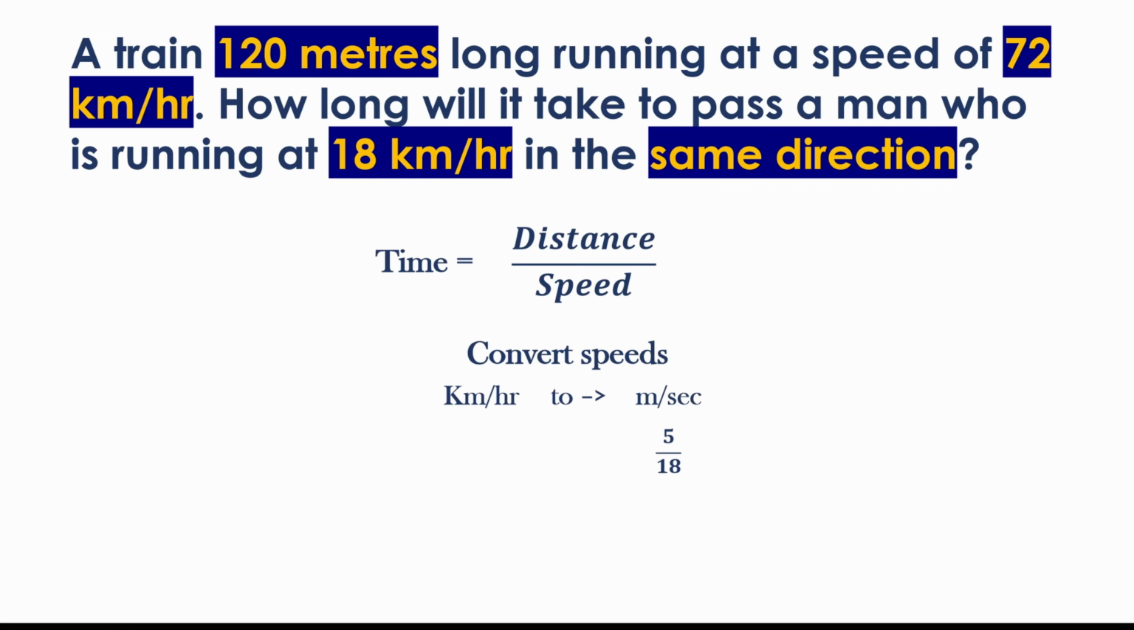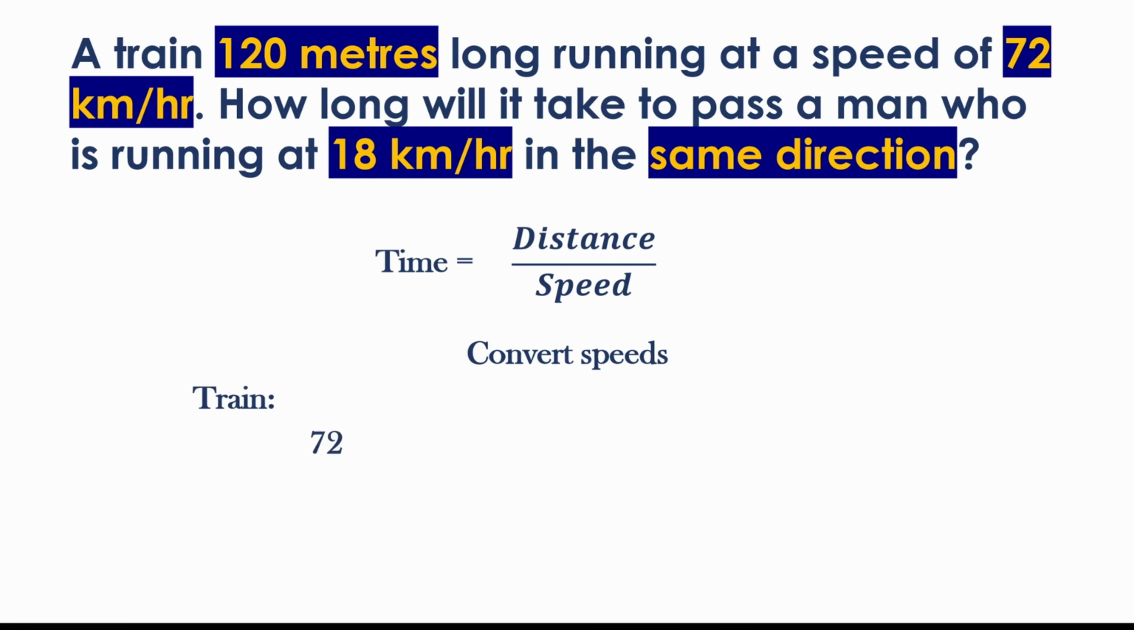We simply use this fraction, which is 5 divided by 18. You might be wondering, how did I get this fraction? Well, we know that 1 kilometer equals 1000 meters and 1 hour equals 3600 seconds, because we are converting from kilometers per hour to the base units. If I simplify that, I get 5 divided by 18. Now, if you want to convert from meters per second to kilometers per hour, you can just flip the fraction, with the denominator on top and the numerator on the bottom. Let's move on with the question.